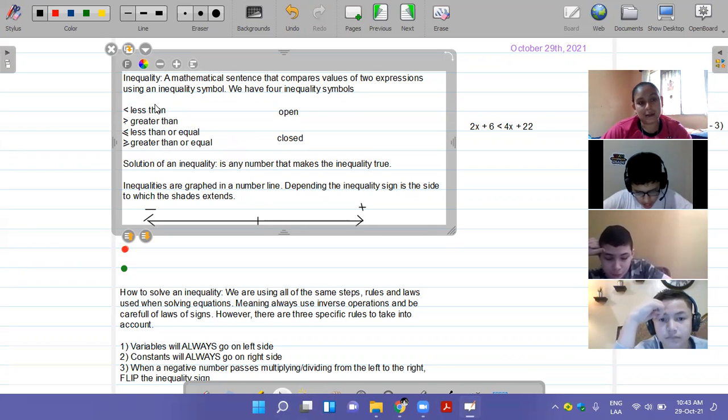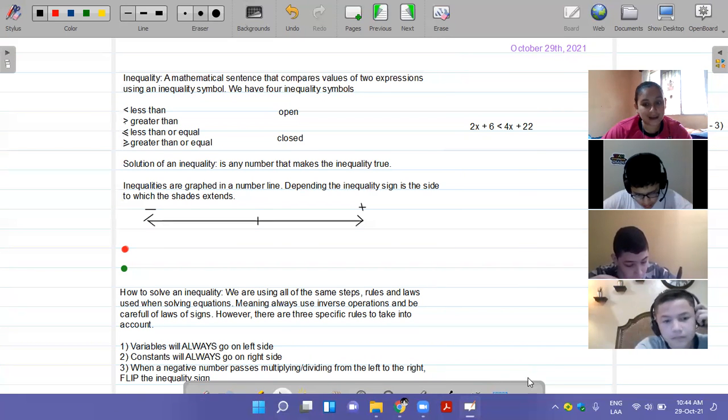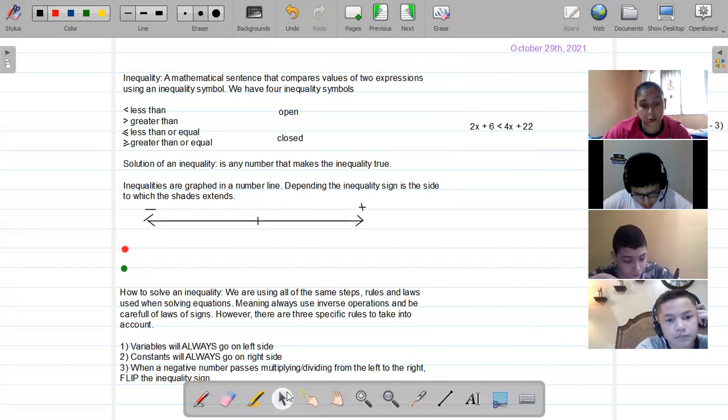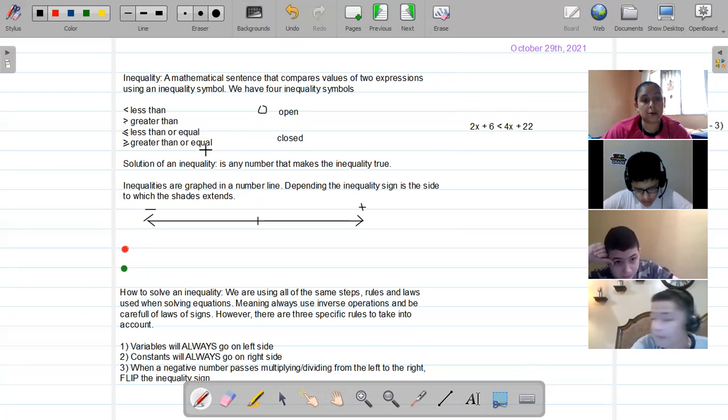The difference is that the first two mean that they are open. It is an open sentence. What is an open sentence? It's a sentence that does not include the value. So how are we going to graph it? We are going to graph it with an open circle. We saw this last school year. Less than or equal and greater than or equal are closed. It means that it includes the value that we are graphing. So you're going to graph it with a painted circle.